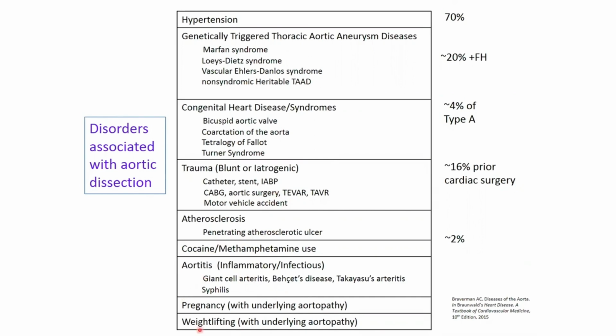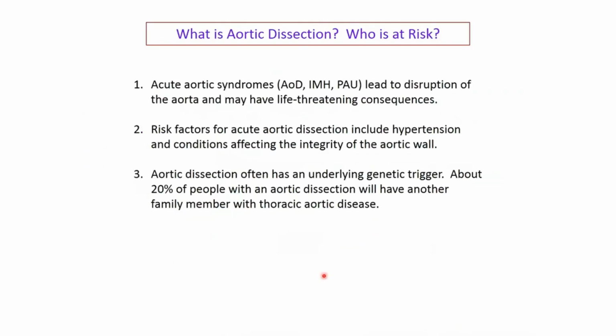If someone has aneurysm disease, like Marfan or others, then pregnancy and weightlifting can associate with risk of dissection. In summary, aortic dissection is the most common cause in the aortic syndrome family, leading to disruption of the aorta, which can have life-threatening consequences.